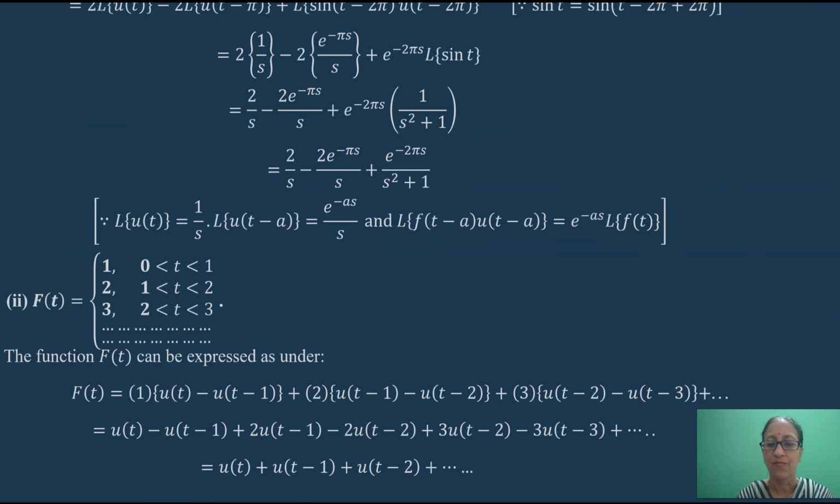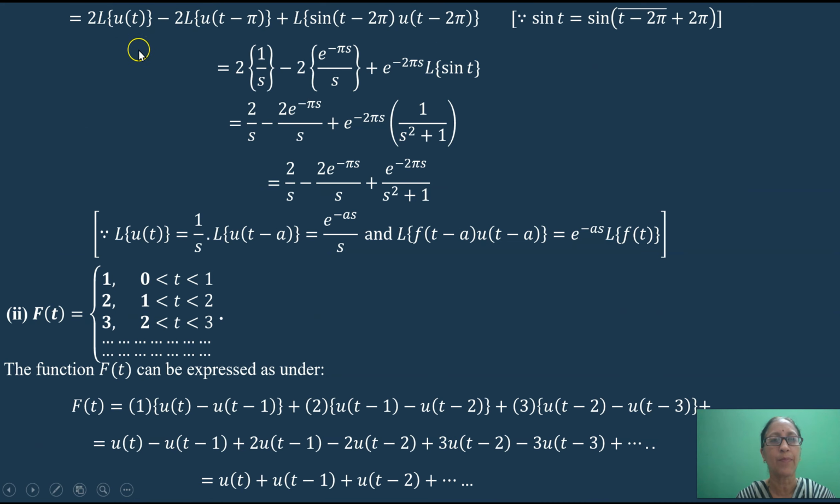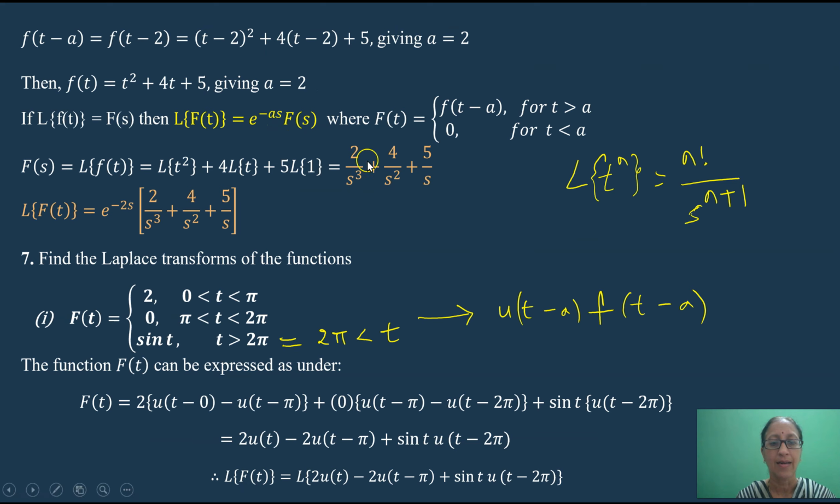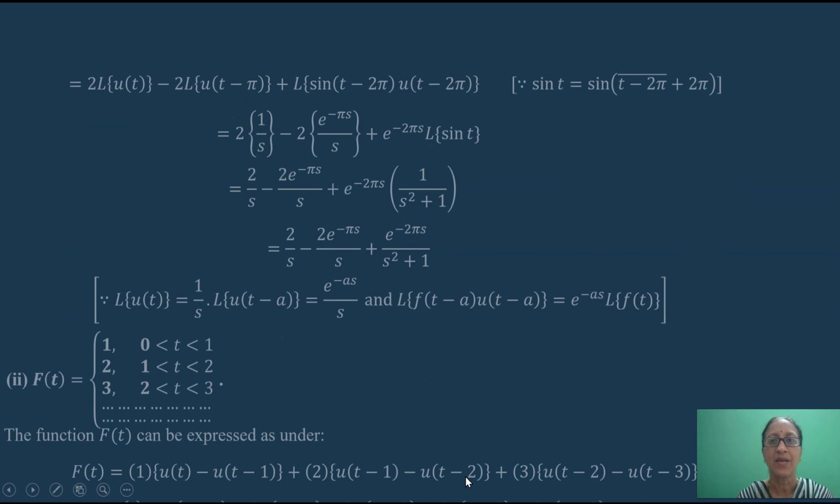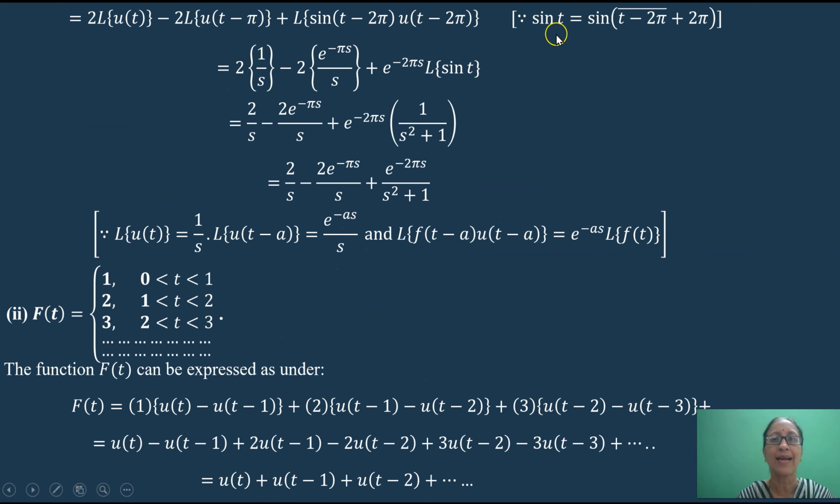Now here you can apply linearity property. So we get 2 into Laplace transform of u of t minus 2 into Laplace transform of u of t minus pi plus Laplace transform of sin t minus 2 pi u of t minus 2 pi, because in this expression sin t is given. So sin t is not in the form of f of t minus a. So here we should write this t in the form of t minus 2 pi. That's why here we have written this sin t as sin t minus 2 pi plus 2 pi.